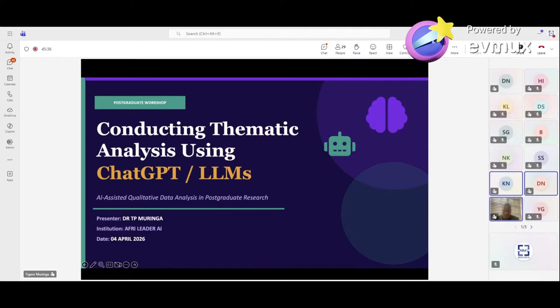But as usual, I prefer using ChatGPT because ChatGPT normally is a free version that most of us have access to.